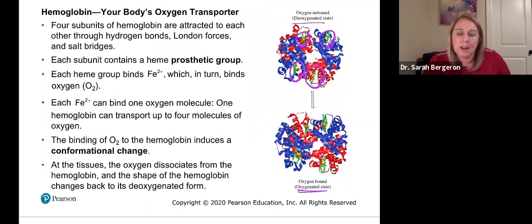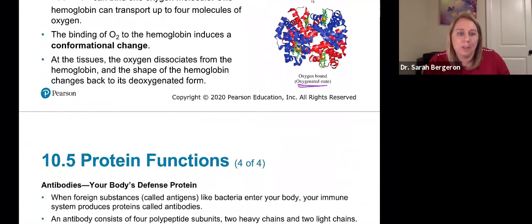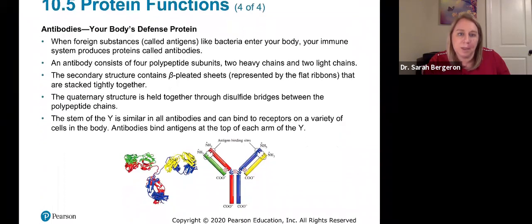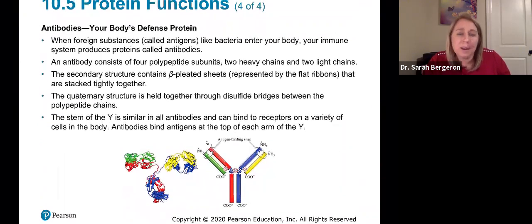A lot of times you'll see that in lots of different proteins, that they change conformation based on the presence of something. So antibodies are so cool. Your body is supposed to be on the lookout for things that are foreign, and we call those foreign things antigens. Those antigens can be bacteria, they can be viruses like COVID. Your immune system will produce antibodies that will recognize specific antigens on the virus or the bacteria. The antibody actually consists of 4 polypeptide subunits. There are 2 heavy chains and 2 light chains.